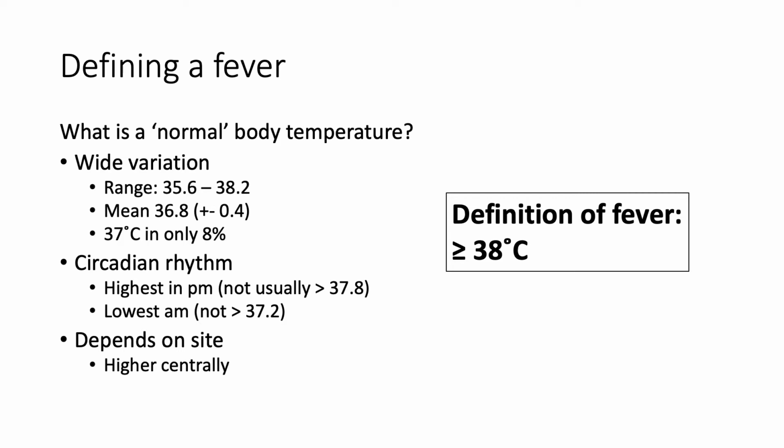The other important consideration is the site and the method that's used to measure body temperature. So when it's measured centrally, say in the right atrium, which is the ultimate source of measuring body temperature, it will be higher than, say, if you measure it on someone's forehead using one of these commercial pads, which are unreliable.